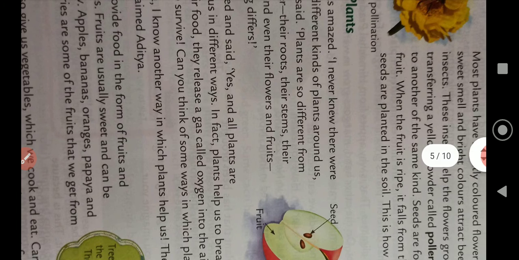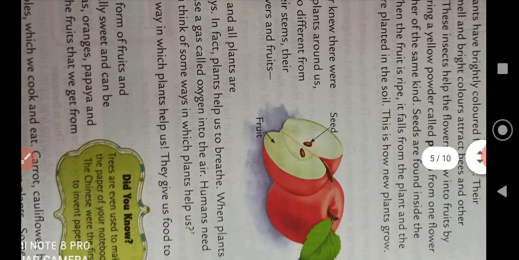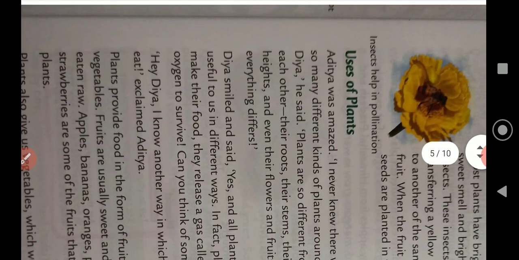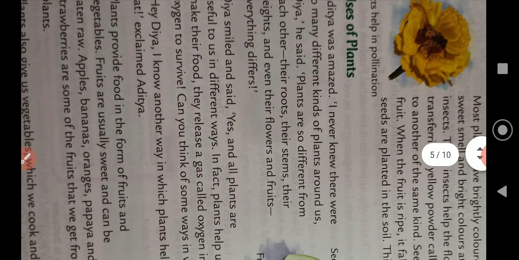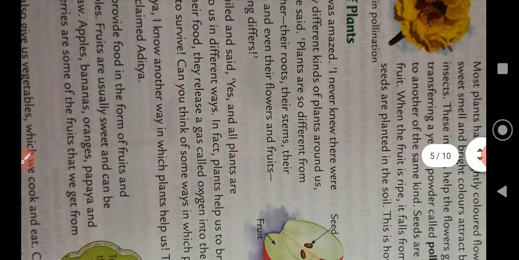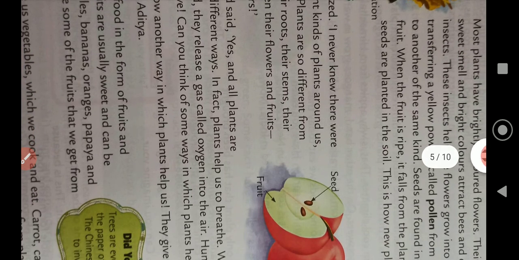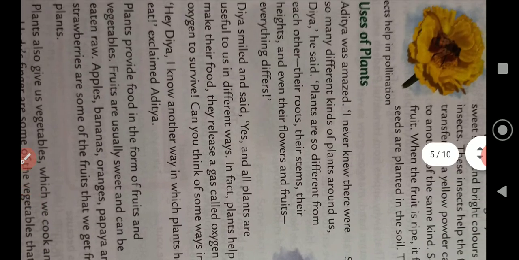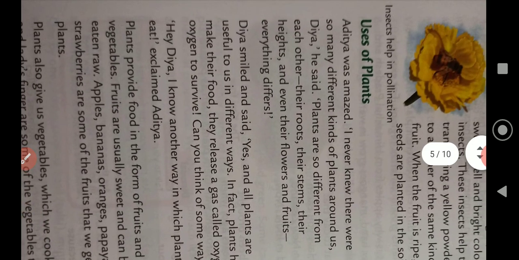In fact, plants help us to breathe. Whatever oxygen you are getting is being given by the plants to you. When plants make their food, they release a gas called oxygen into the air, right? Humans need oxygen to survive.